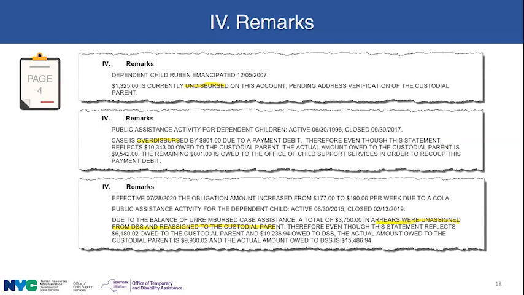So on this screenshot, you'll notice some examples of remarks. I have 3 different screenshots of different account statements here showing different scenarios. The top scenario shows what remarks look like if a case has undisbursed collections. The middle screenshot shows remarks if a case has over-disbursed collections. And the final bottom screenshot shows a situation where we have unassignment of arrears on an account. And we're going to go into further detail on what each one of those entails.